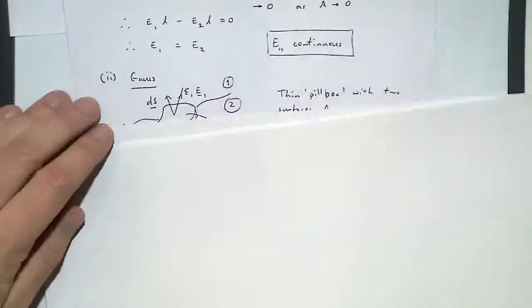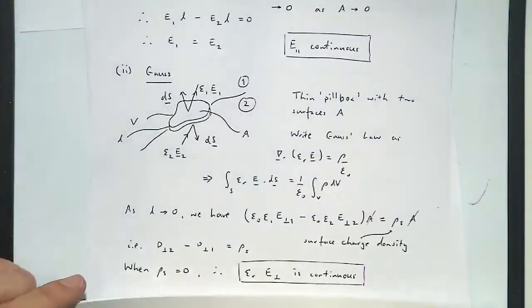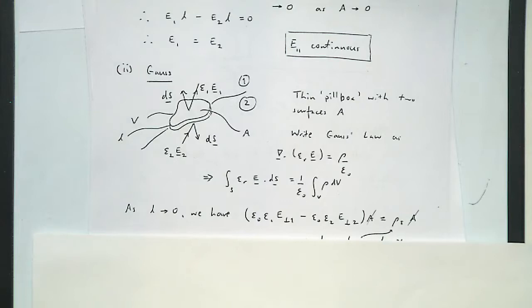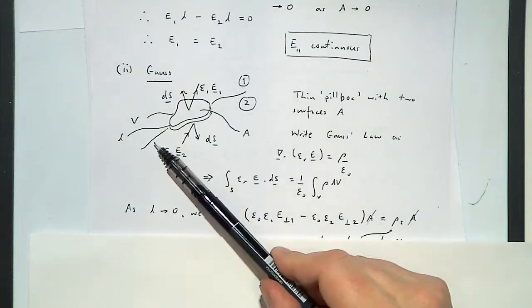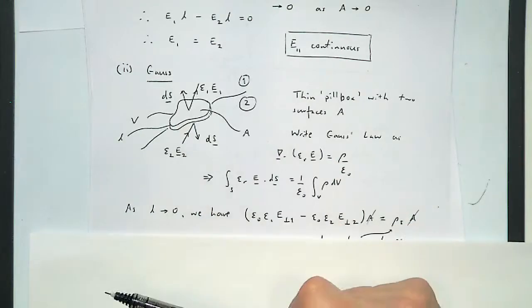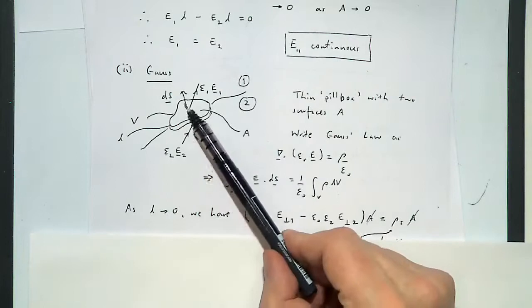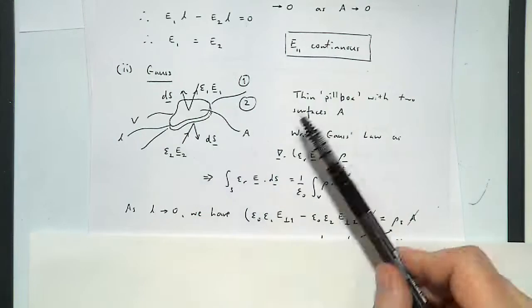Next one. Okay. Gauss's law. Surface between medium 1 and medium 2. Now we have a volume. We're going to say it's a thin pillbox.